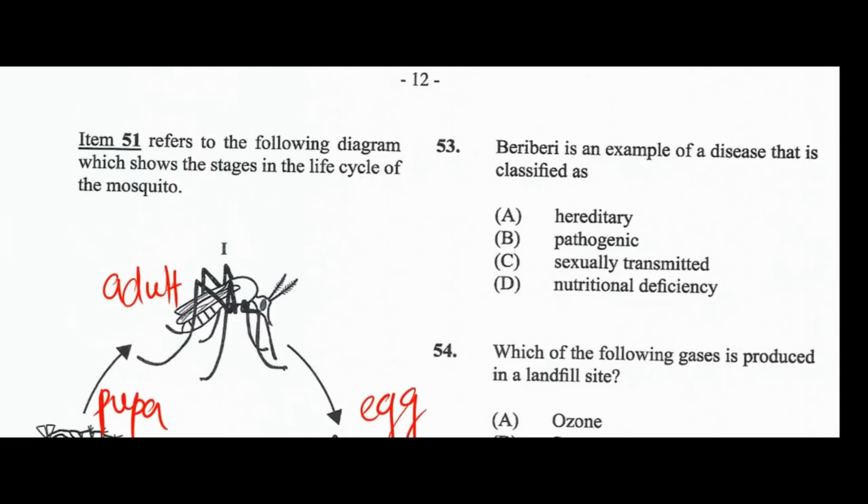Beriberi is an example of a disease that is classified as a nutritional deficiency. Beriberi is caused by the deficiency of thiamine, which is vitamin B1. So it's a nutritional deficiency. Hereditary diseases would be like diabetes. Pathogenic would be like those infections that you get. And sexually transmitted like gonorrhea, syphilis, herpes.